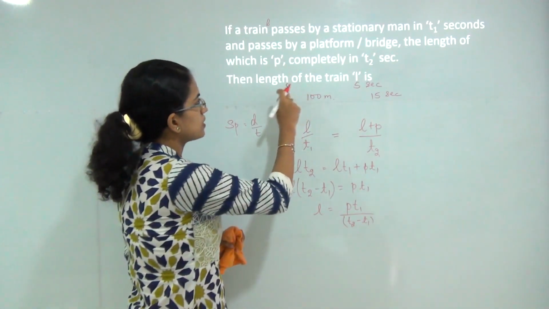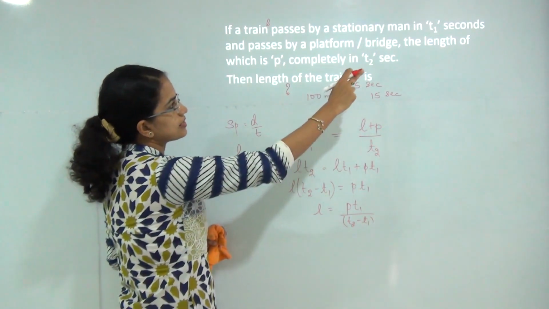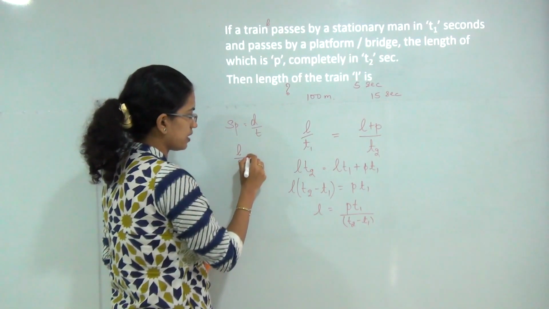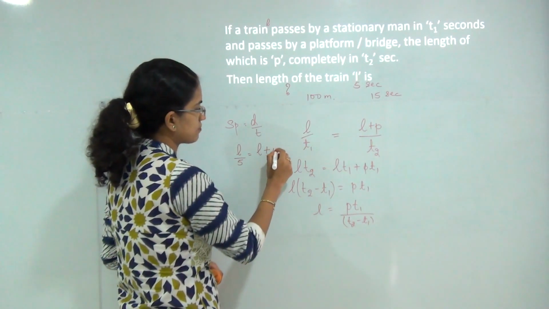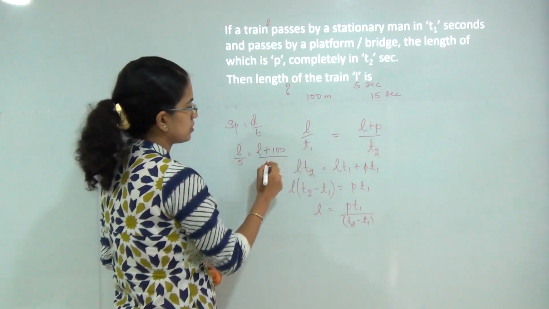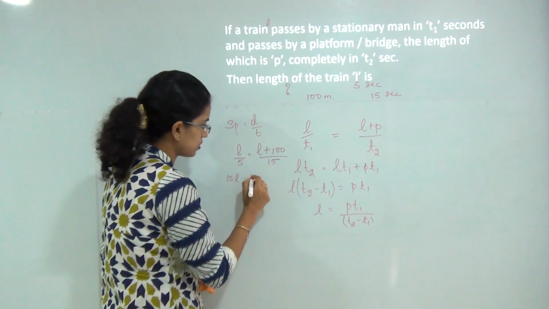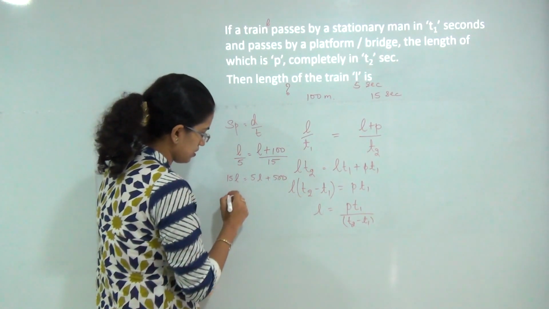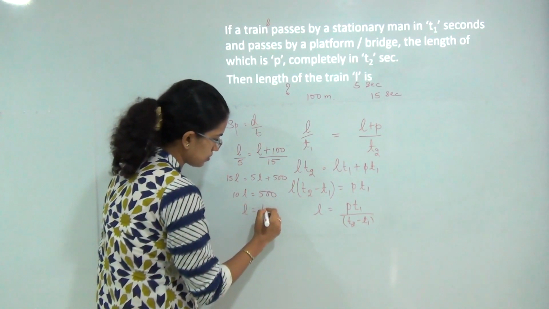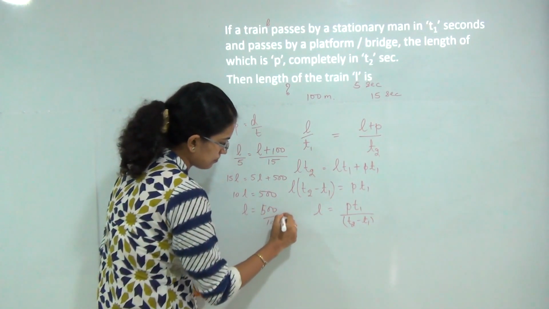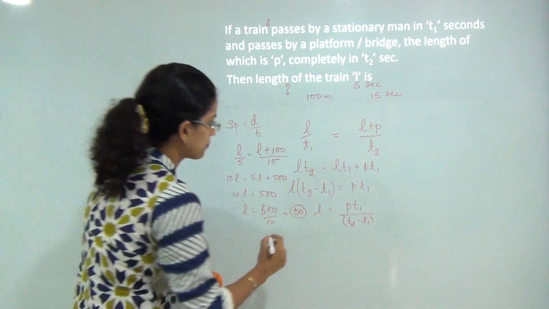So the length of the train, which is not known, say L, divided by the time taken to cross the stationary object, which is 5. Now in the second case, the length of the train plus the length of the platform, that's 100 meters, and the time taken to cross it is 15 seconds. So if I solve this, I get 15L is equal to 5L plus 500. So you have 10L is equal to 500. So L is equal to 500 by 10, that's 50. So I can say the length of the train in this case would be 50 meters.